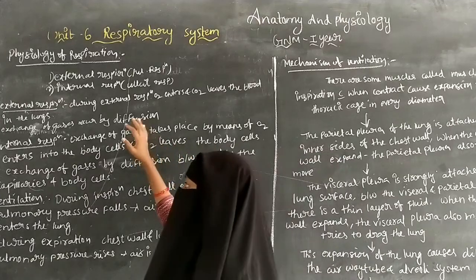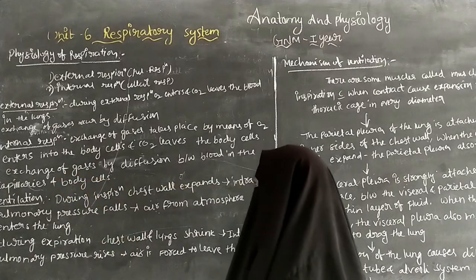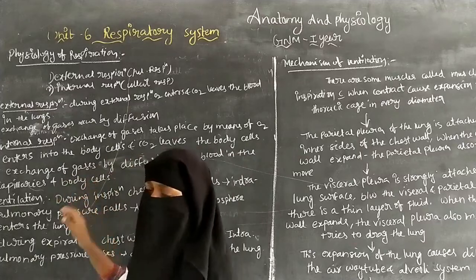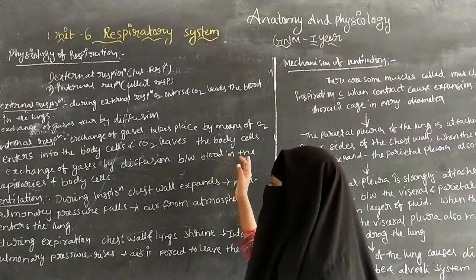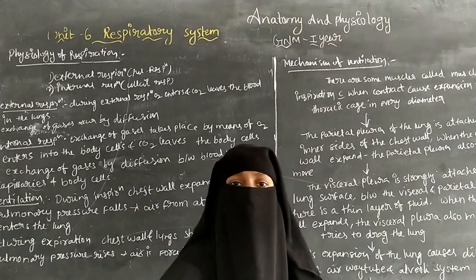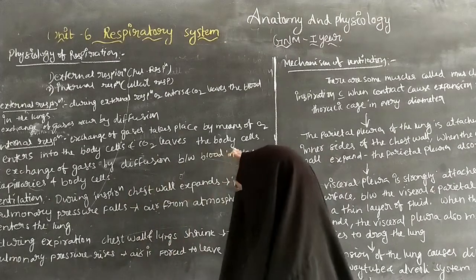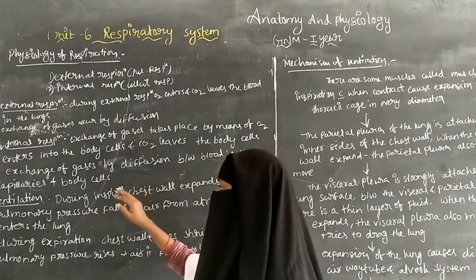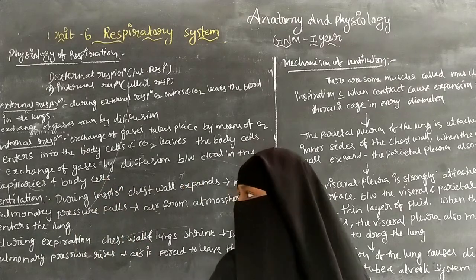It is about the internal respiration, and there is an exchange of gases by diffusion between the blood in the capillaries and the body cells. So the diffusion occurs between the blood in the capillaries and the body cells, the passage of oxygen and carbon dioxide from the capillaries to the body cells.